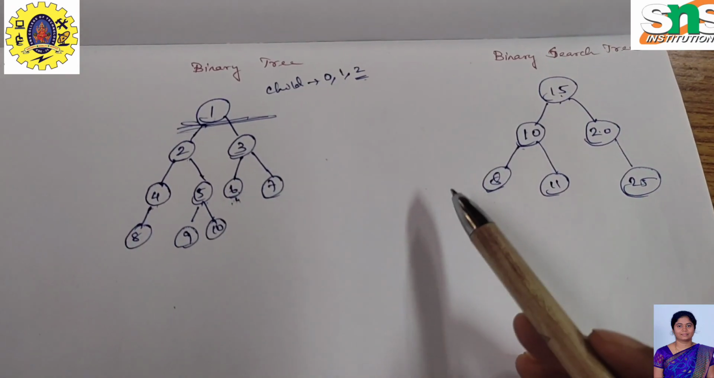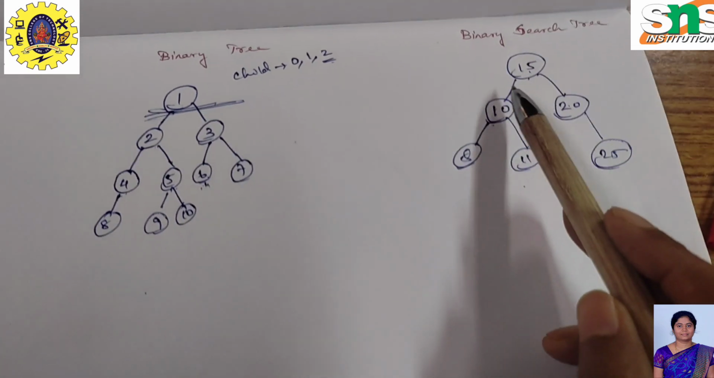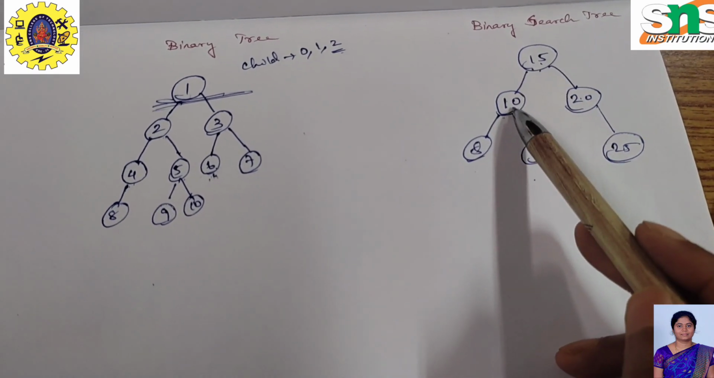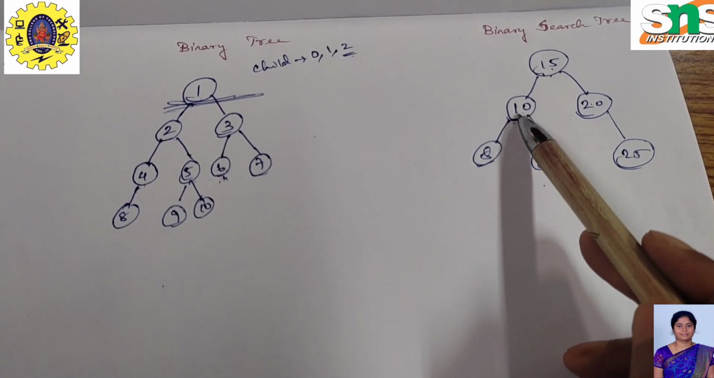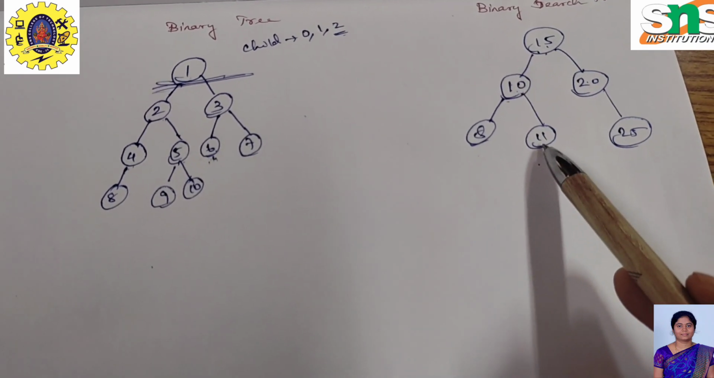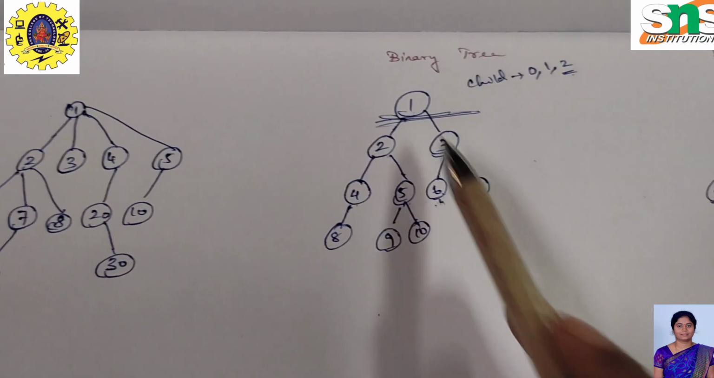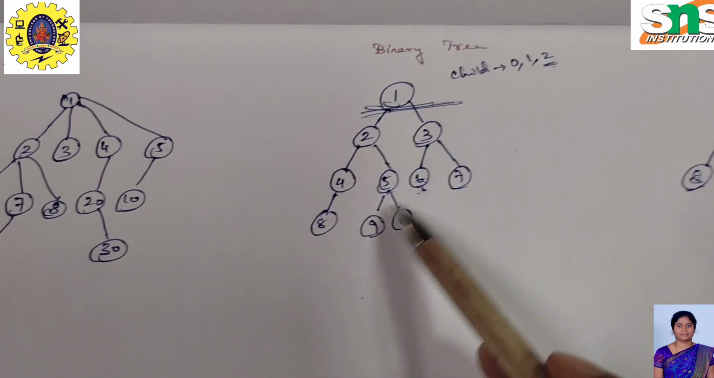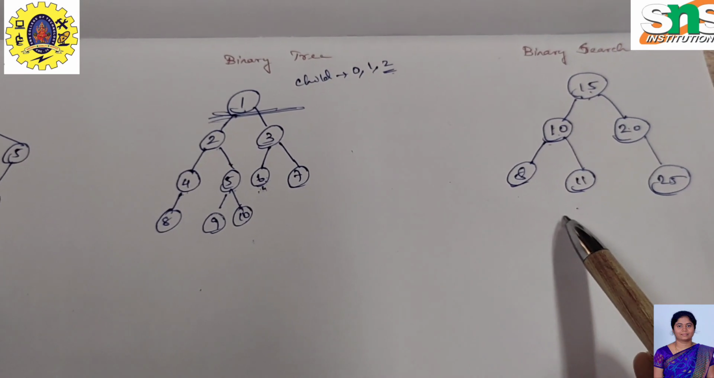For example, if I search for value 11, I first compare with 15, it is not equal, then it is lesser than 15, so I move left. Again I check whether it is greater or lesser, it is greater, so I move to this one. So for the searching time, only 3 nodes I have searched for this particular search node. But in the case of the binary tree, I searched 1, 2, 3, 4, 5, 6 times. The searching time for this is higher, and for binary search tree it is lesser.